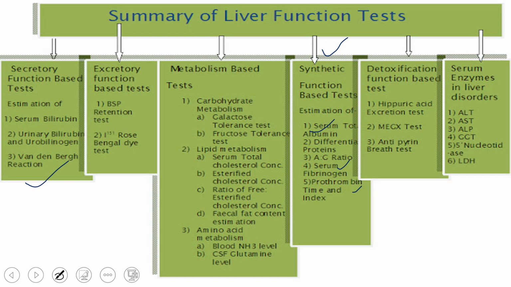If we want to see the detoxification performance of the liver, we can go for hippuric acid test, MEGX test, or antipyrine breath test. And there are a number of enzymes produced by the liver. Those enzymes also work as diagnostic tools for a number of diseases. There we have SGOT, SGPT, alkaline phosphatase, GGT, 5' nucleotidase, and lactate dehydrogenase. These are clinically significant enzymes. Today we are going to see serum bilirubin, urine bilirubin, and urobilinogen tests.